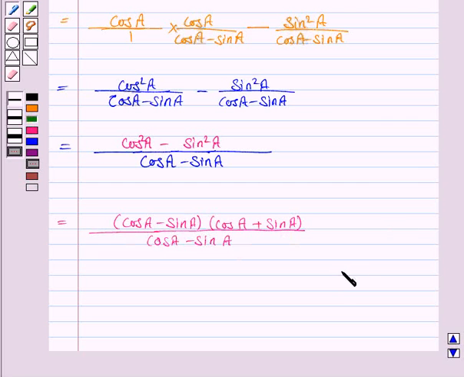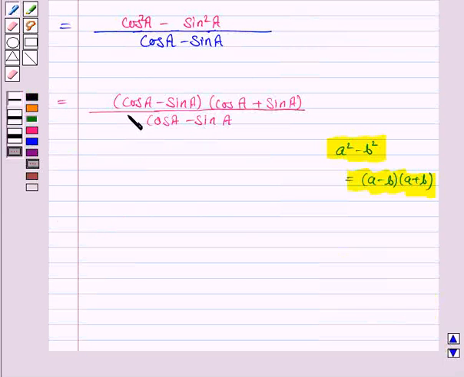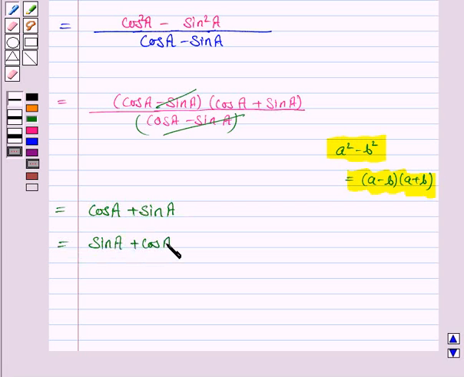Here we have used the formula of A square minus B square, which is equal to A minus B into A plus B. Here A is cos A and B is sin A. Now, cancelling cos A minus sin A from the denominator and the numerator, we have cos A plus sin A, which is same as sin A plus cos A, and this is the RHS. Hence LHS is equal to RHS. So this completes the question.